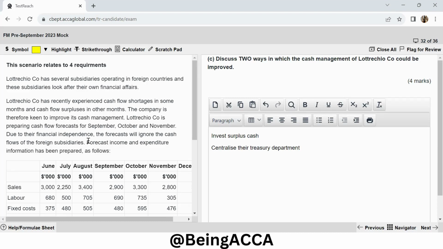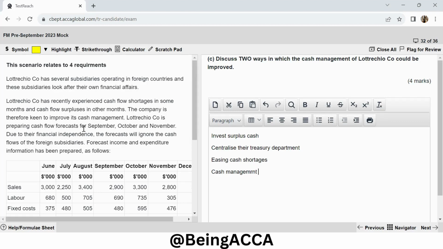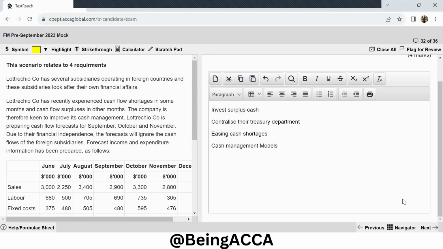More ways can be to ease the shortages of cash. They can probably ask their customers to pay in advance, or give them some early settlement discounts so that they pay their dues early. So this can be done by easing cash shortages. And another way that they can use over here is to try implementing cash management models. We have learned the Baumol model, which tells us the optimal amount of cash that a business should keep. So they can consider implementing these models in their business.